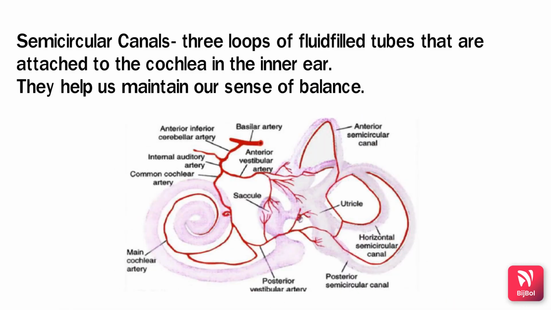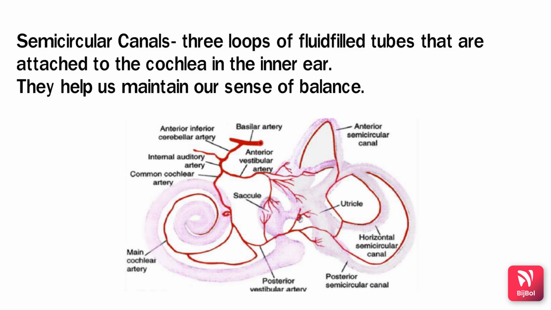In this diagram, you can see the blood supply to the inner ear. The main blood supply is via the basilar artery, as you can see, and then from the anterior inferior cerebellar artery, internal auditory artery, anterior vestibular artery and common cochlear artery, and all of this is draining to the main cochlear artery. So this is the blood supply to the inner ear.